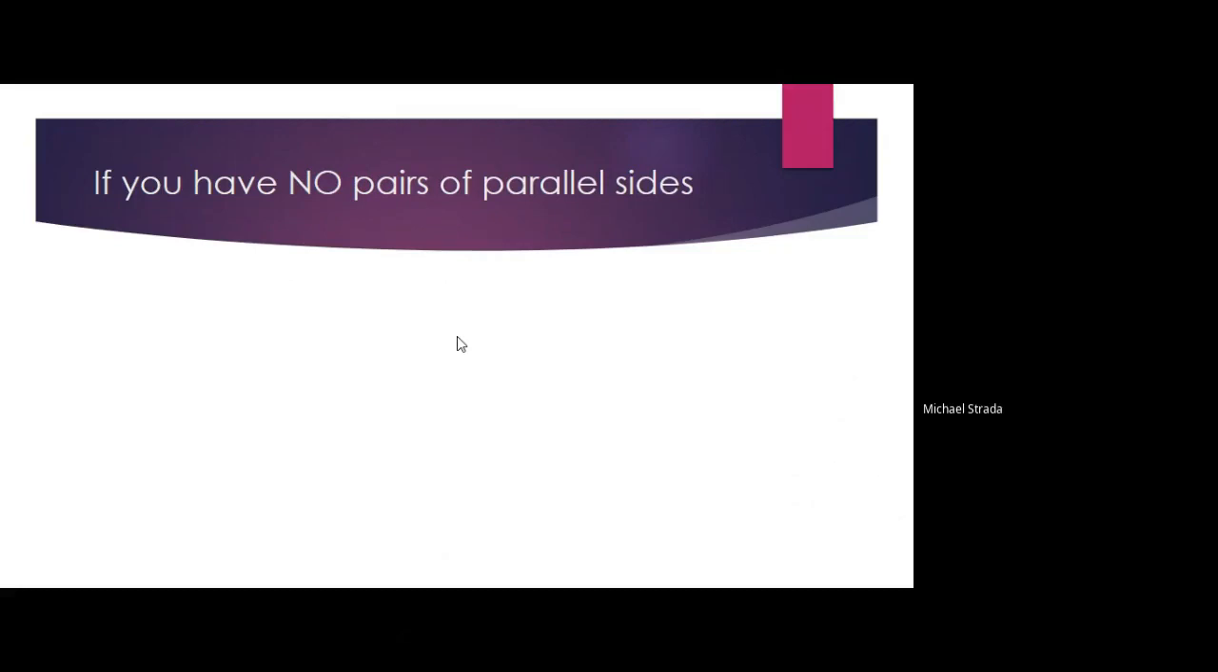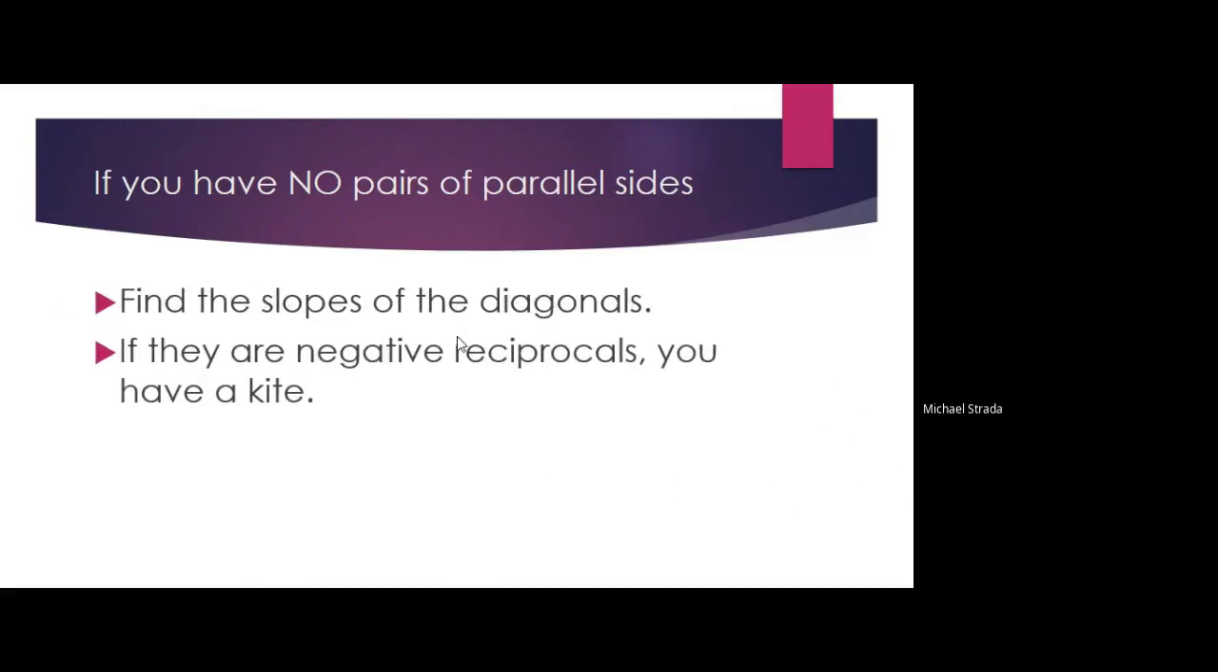If you have no pairs of parallel sides, find the slopes of the diagonals. If they're negative reciprocals, you have a kite. And we would tell you to look for the kite. Okay? Because that one's kind of hard because it involves a lot.